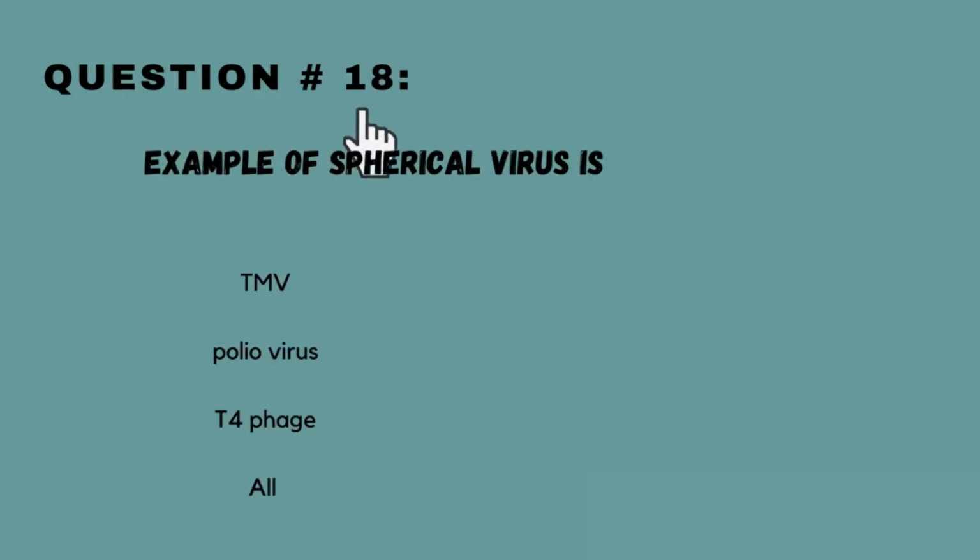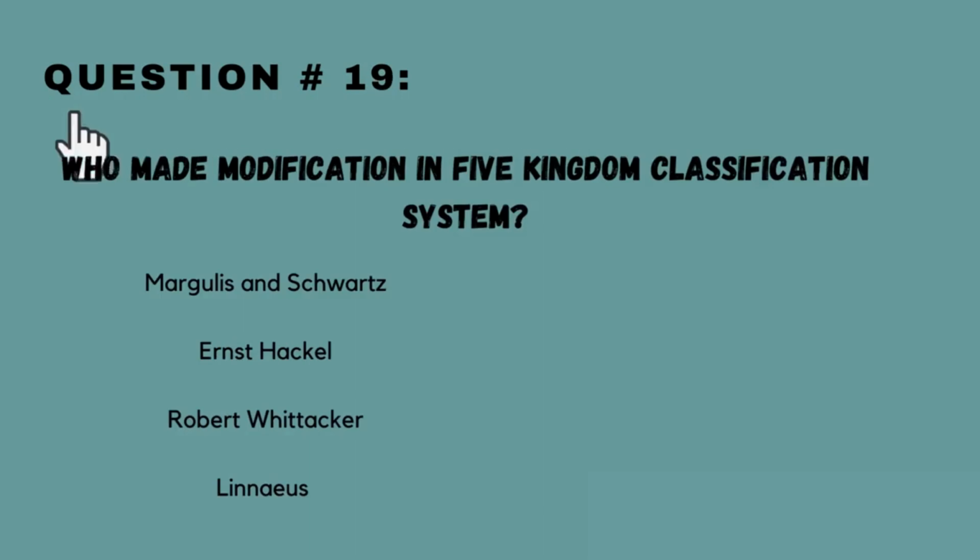Question number 18. Example of spherical virus is. Let's check options. TMV. No, it's rod-shaped. T4 phage. No, it's tadpole-like. So correct answer is B, poliovirus, which is spherical.